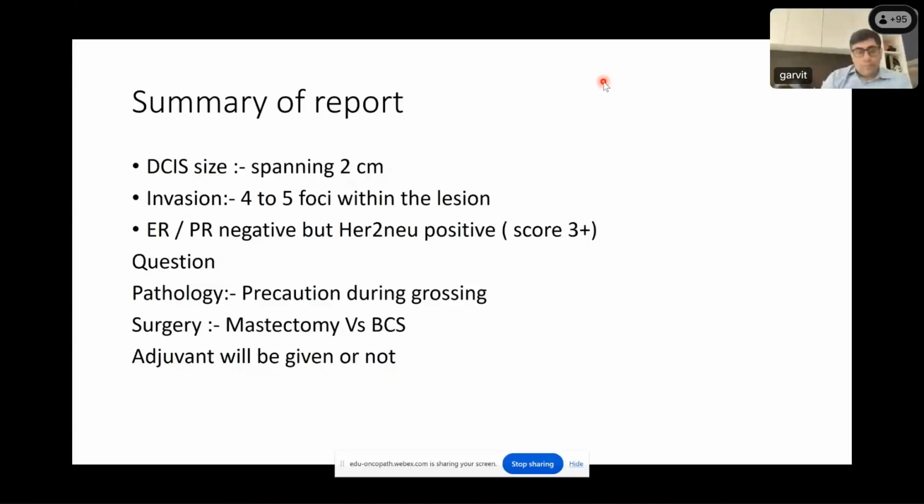Correct. So the most important thing Garvit is trying to tell you is that if mastectomy is done, there's no need for radiation in this patient. In the BCS, you will go ahead and radiate, and with any kind of lesser surgery, margins, etc.